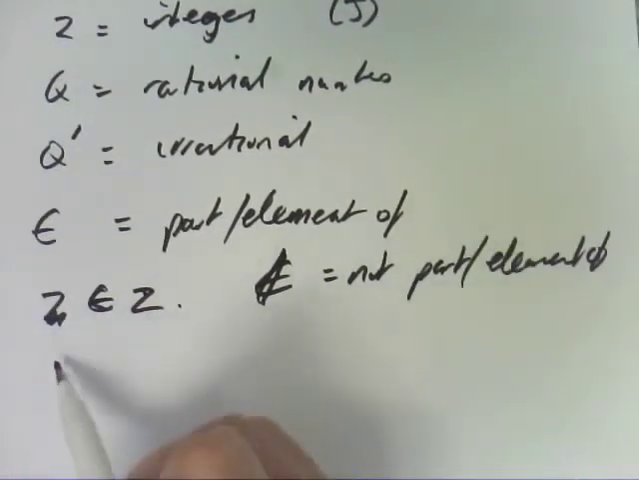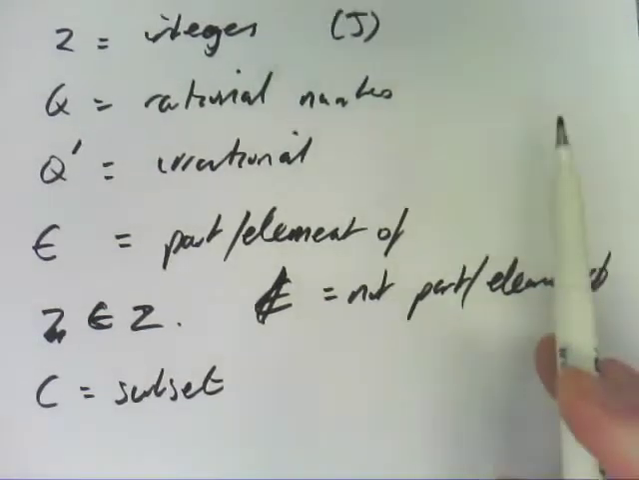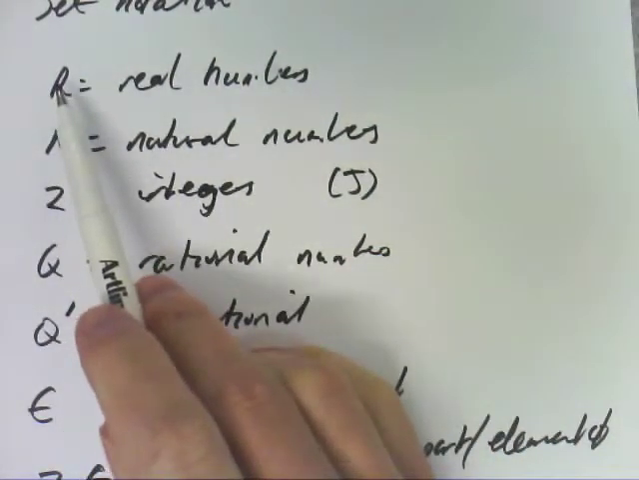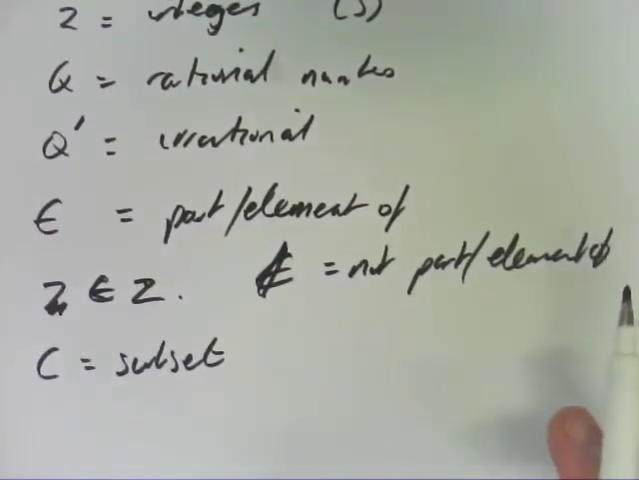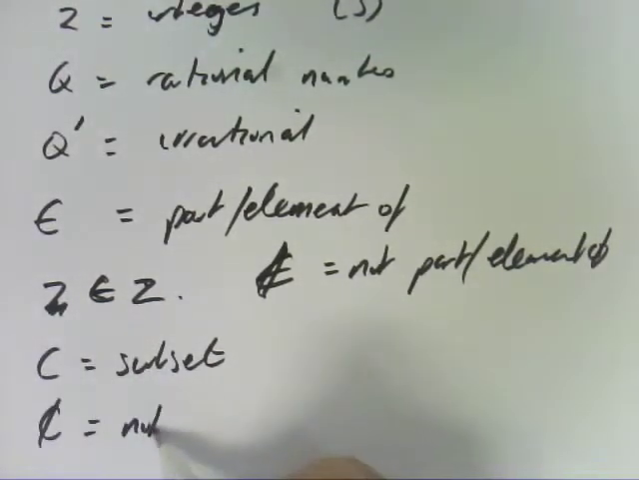This C thing is subset, and that comes into play when you're talking about these letters up here. N is a subset of R because it's part of it. So it's subset, it's part of it, it's a set within it. Of course, you've got not subset.